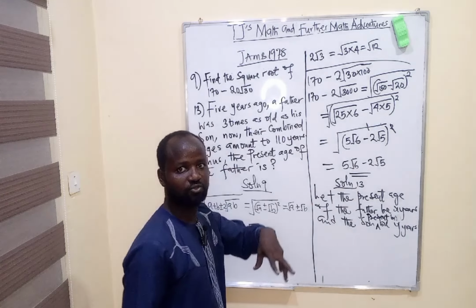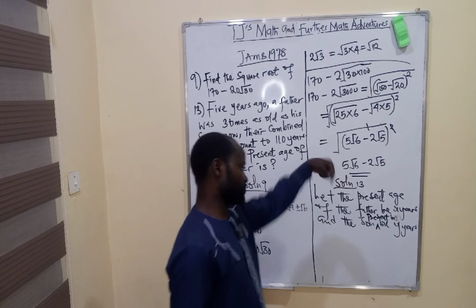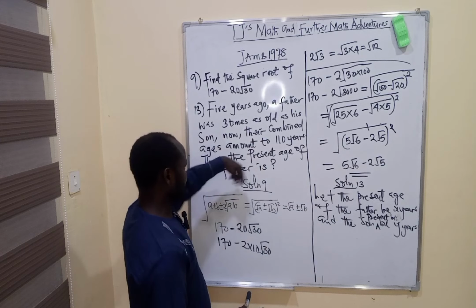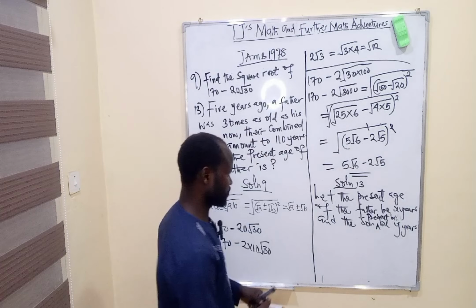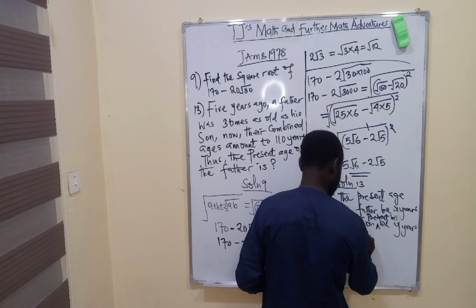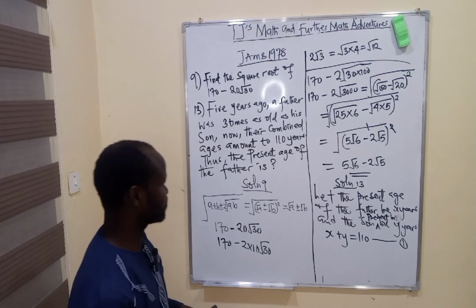Since we don't know the present age of the father, let it be X years and the son's present age be Y years. We are told from the question that their combined age now is 110 years. So it means X plus Y equals 110. We can call this equation 1 from the question.